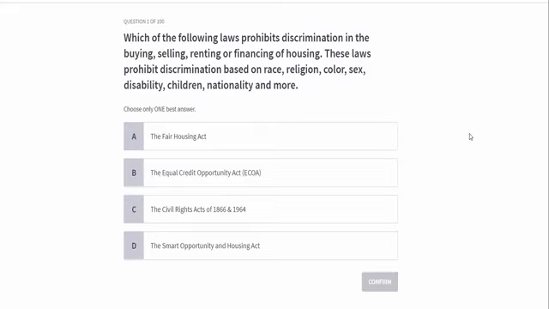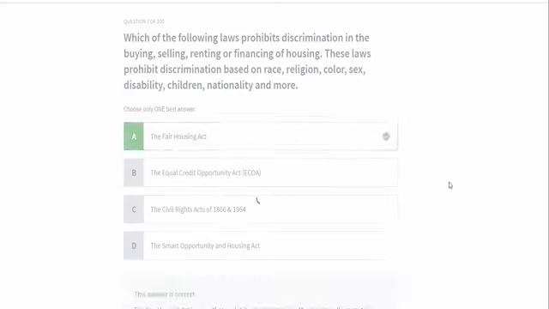Alright, so did you guys come up with your answer? Hopefully. This one's a pretty straightforward one. The correct answer for this one is A. It is the Fair Housing Act.